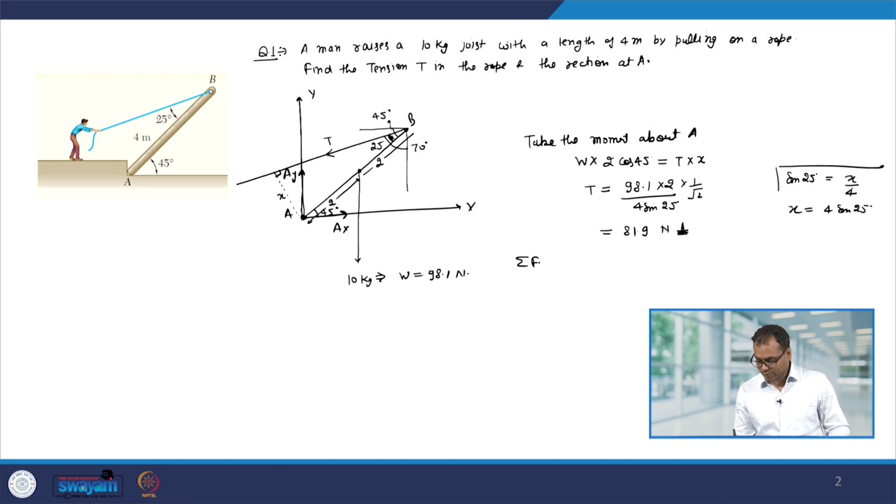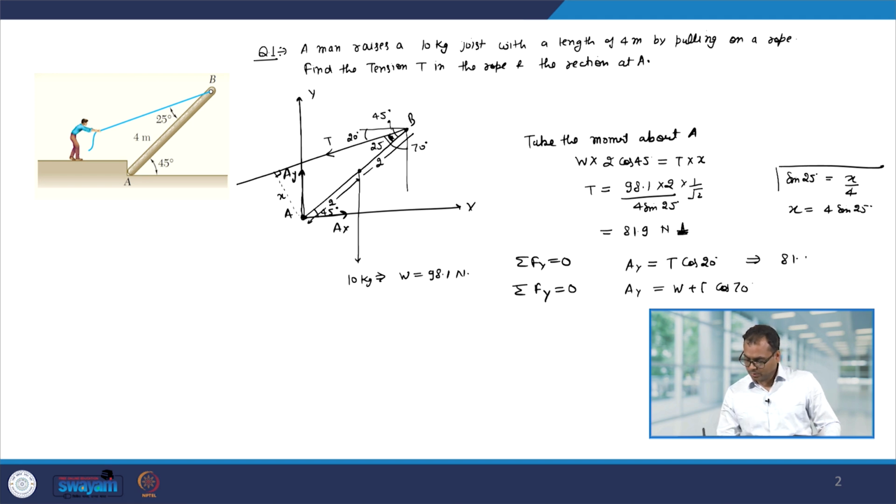So, let us look at summation Fx equal to 0. So, this gives me Ax equal to T cos 20 degree, because this angle over here is 20 degree, and summation Fy equal to 0 will give me Ay equal to W plus T cos 70 degree, and since the values of T are known, it will be 81.9 cos 20 degree, and this will be W is 98.1 plus T is 81.9 cos 70 degree. These are the values of Ax and Ay.